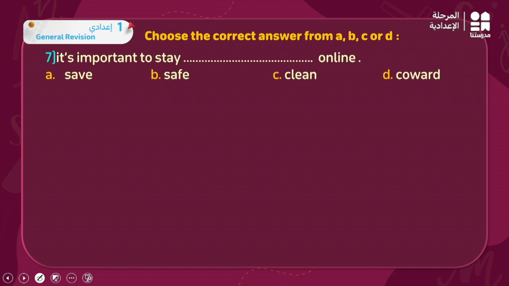Number 7. It's important to stay space online. Of course, I have to choose safe, because save with V is a verb. And clean is an adjective, and coward is an adjective meaning cowardly. So it's safe, an adjective which means secure, the opposite of dangerous.